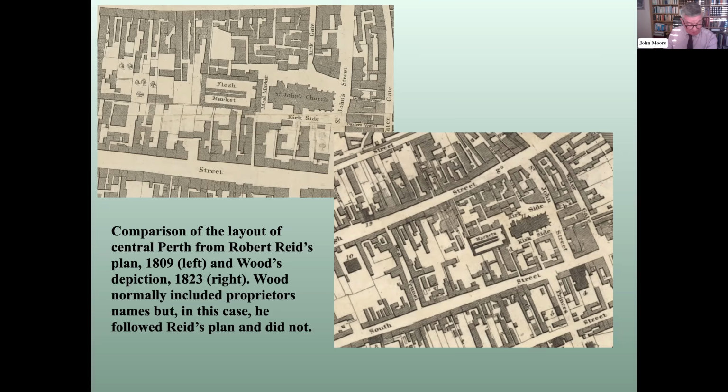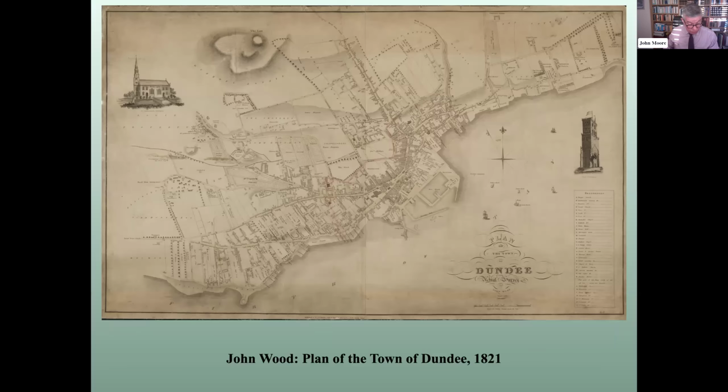As you will have noticed, my title image was a map of the city of Dundee, published by Wood in 1821. And this has been chosen specifically because it encapsulates everything which is good about Wood's work, but also opens up questions about his surveying methods.